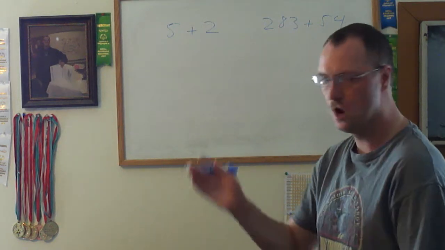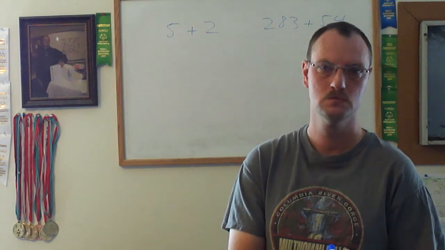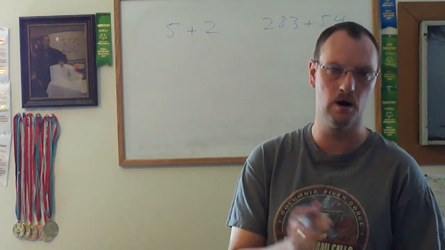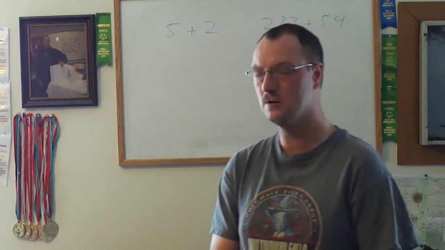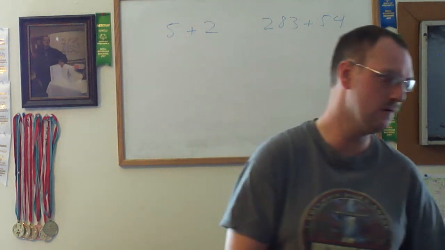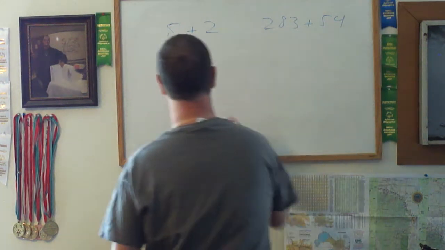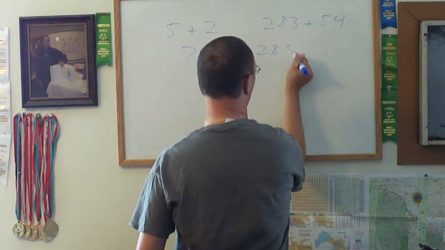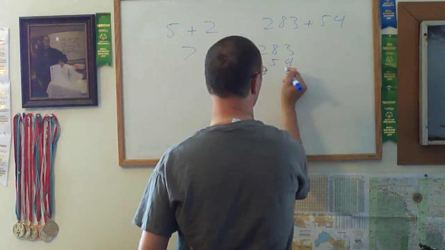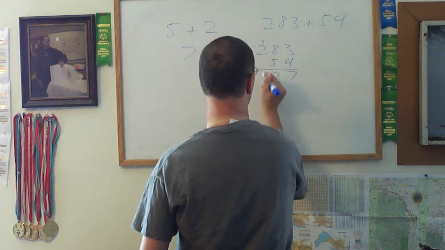Each time I'm going to break up a couple of arithmetic problems, just to give you a bit of a refresher. 5 plus 2 is easy, it's 7. Let's go with this one. Up, down, 7, 13, 3.